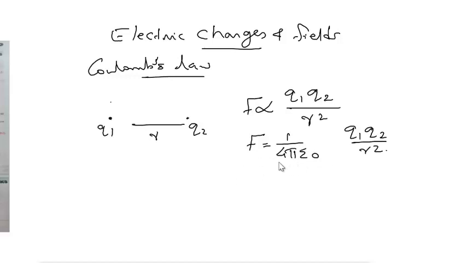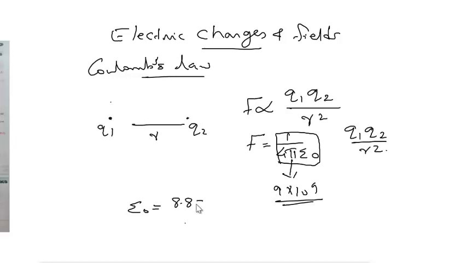The value of 1 by 4 pi epsilon 0 is 9 into 10 to the power 9. In that, the value of epsilon 0 is 8.85 into 10 to the power minus 12 Coulomb square per Newton per meter square. This unit you should remember. F is equal to 1 by 4 pi epsilon 0 Q1 Q2 by R square.